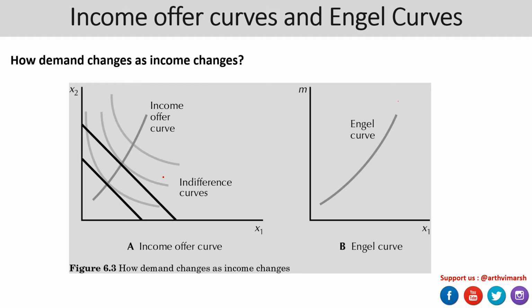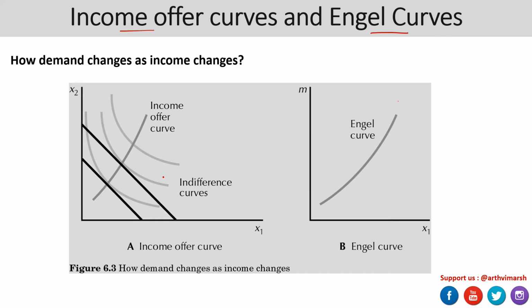Now you will be encountering another concept time and again in different themes of economics, that is income offer curves and Engel curves, with different names under different themes. Like in international trade it will be offer curves. In environmental economics also you will have different terminologies, but the fundamentals remain the same. So what is the key intuition? What are income offer curves and what are Engel curves?